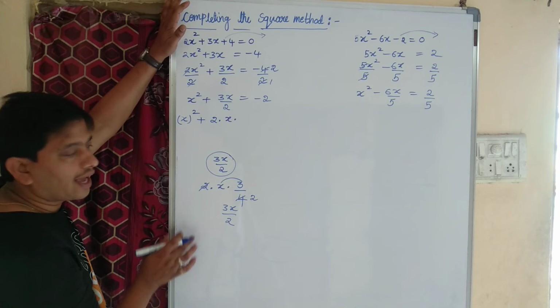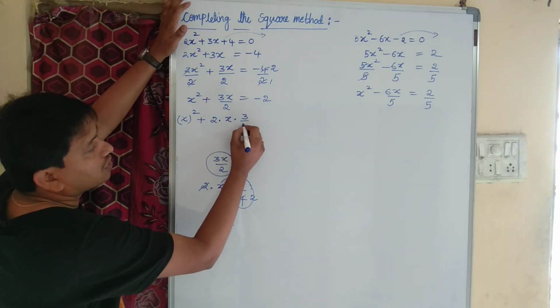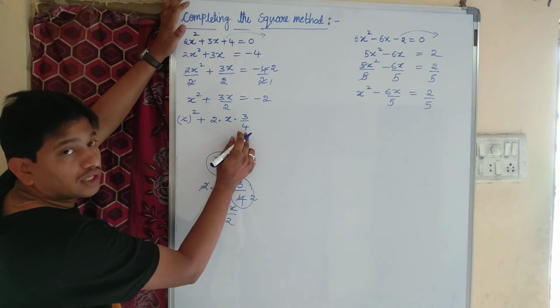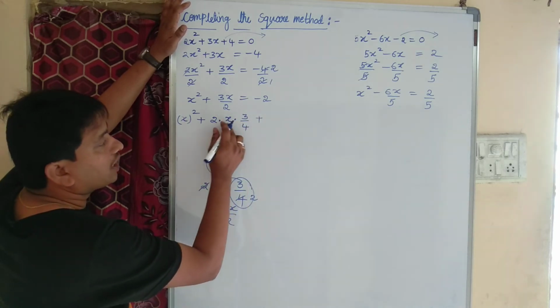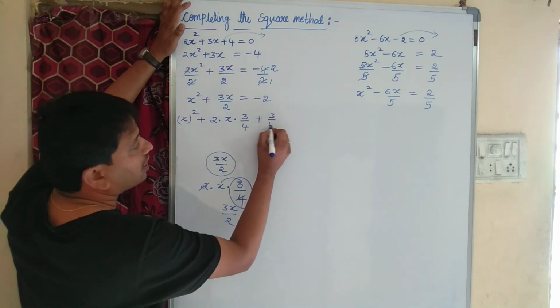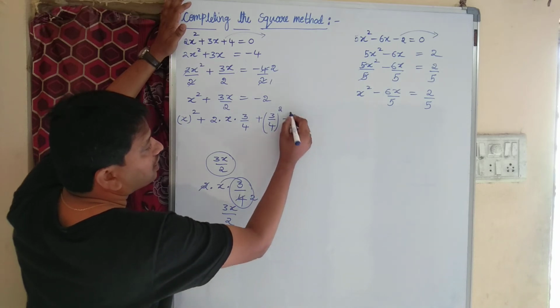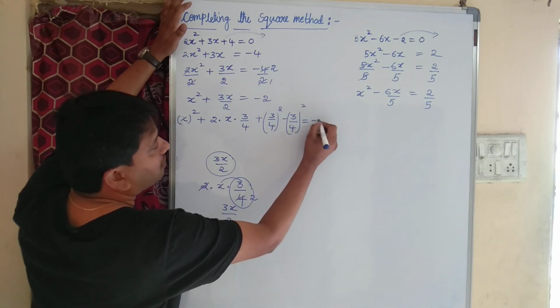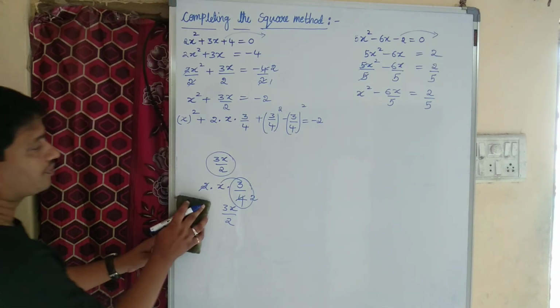Okay children, as the value of b is here what? As the value of b is 3 by 4, children. That is the reason: 2 ones are 2, 2 twos are 4. So 3 into x, 3x by 2. So 2ab and then we have b square. Once we need to add (3 by 4) whole square, at the same time we need to subtract (3 by 4) whole square, equal to minus 2. I hope you understood this step.